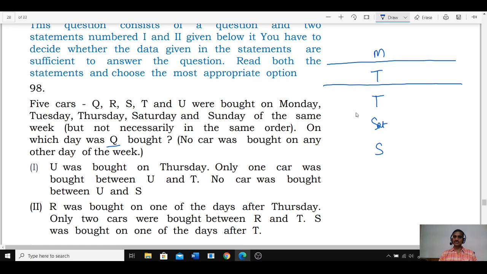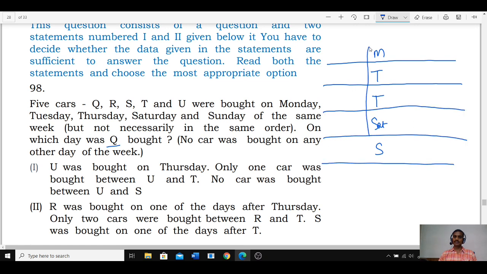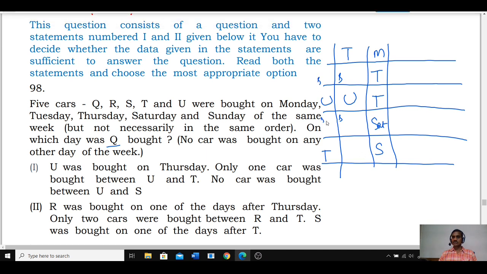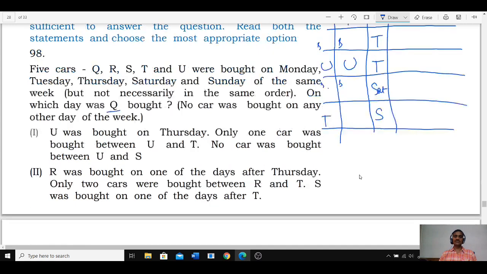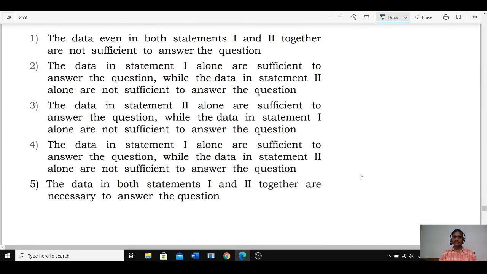Which information is sufficient to identify on which day this car Q was bought? Then coming to condition number 1. U was bought on Thursday. Only one car between U and T. T could be either on Monday or Sunday. No car was bought between U and S, so S can be here or S can be here. Q can be at any one of these places. Hence with the help of condition number 1 we cannot determine the answer.